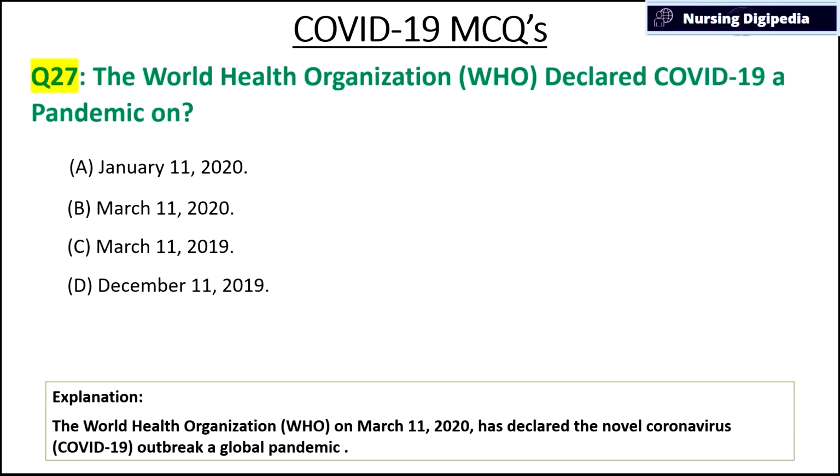Question 27. The World Health Organization declared COVID-19 a pandemic on A. January 11, 2020, B. March 11, 2020, C. March 11, 2019, D. December 11, 2019. And the answer is B. The World Health Organization on March 11, 2020 has declared the novel coronavirus outbreak a global pandemic.